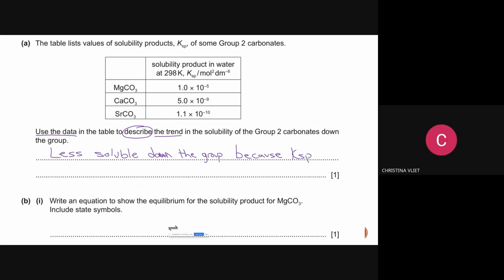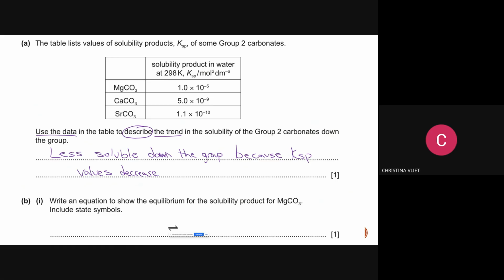That's all you have to say. You do not have to discuss anything else. They're not asking you to, but they're asking you to use the K values to explain this. Does that make sense? That the smaller the K value, the less soluble?